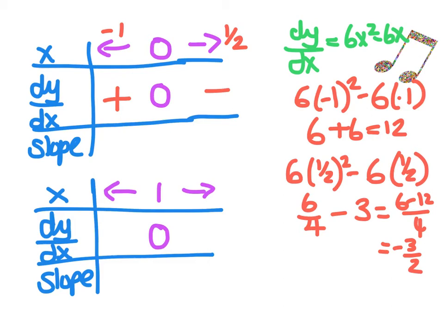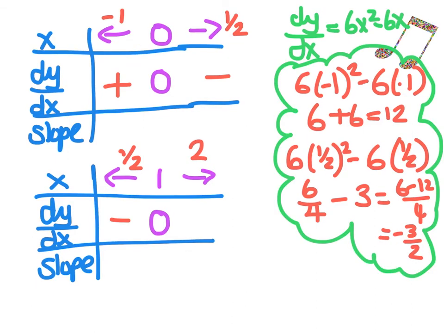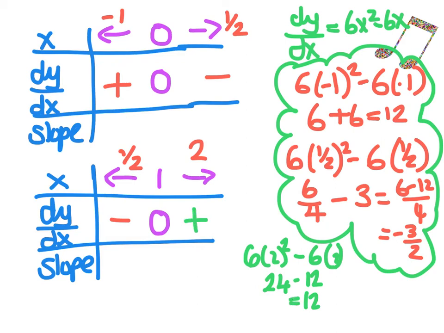Now a little bit less than 1, I can also use that 1/2, and I've already calculated that that's given me a negative gradient. A little bit more than 1, well, I can go all the way to 2. I don't need to use a fraction here because there's no more stationary points after that. So we're going to substitute that in. So I've got 6 times 2 squared minus 6 times 2, which is 24 minus 12, which is 12. So I have a positive value in here.